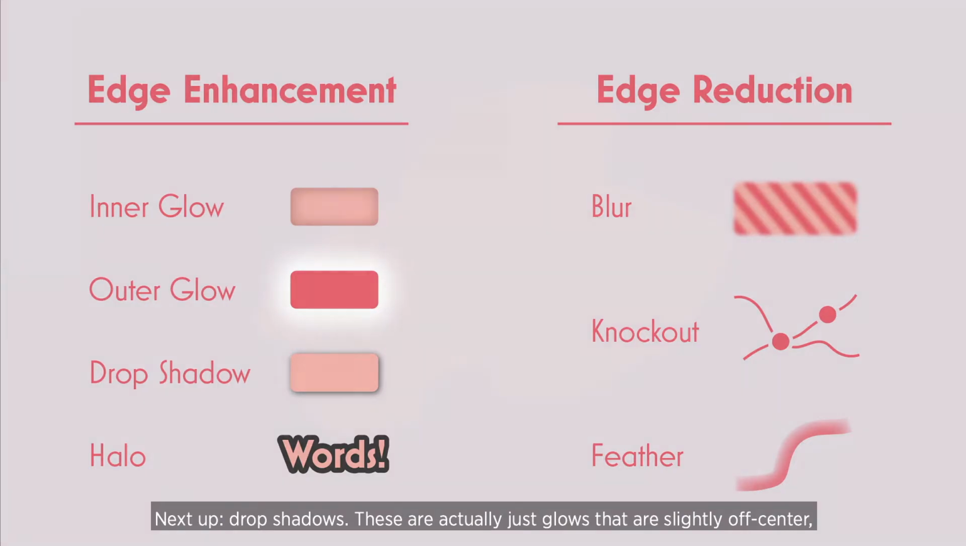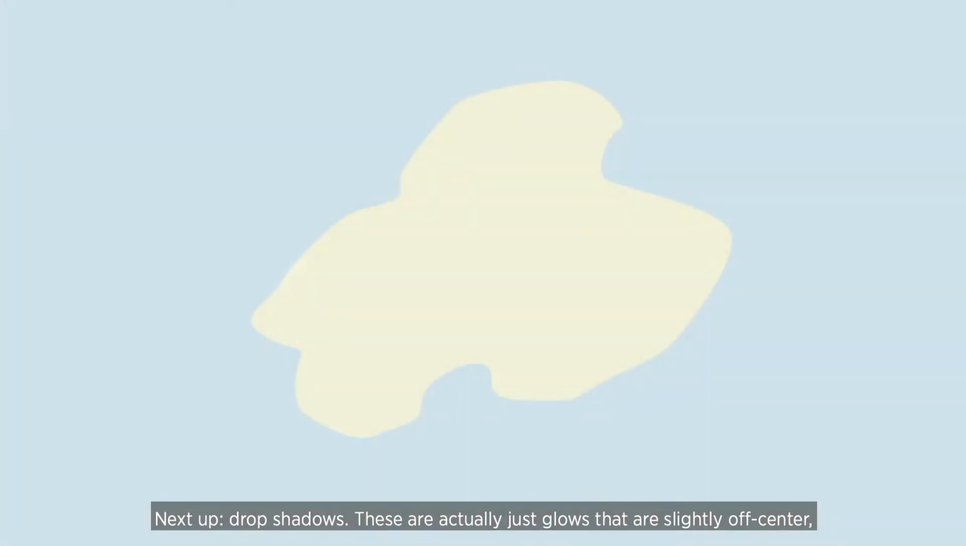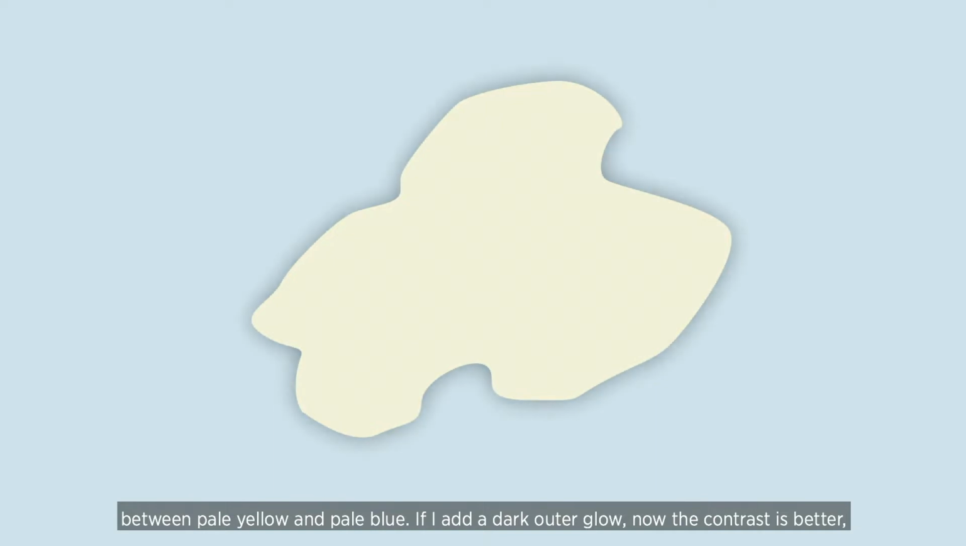Next up, drop shadows. These are actually just glows that are slightly off-center, but it's the same thing. So here I've got an island with a somewhat weak contrast between pale yellow and pale blue. If I add a dark outer glow, now the contrast is better because the yellow is now next to a dark gray that later on fades down into the pale blue.